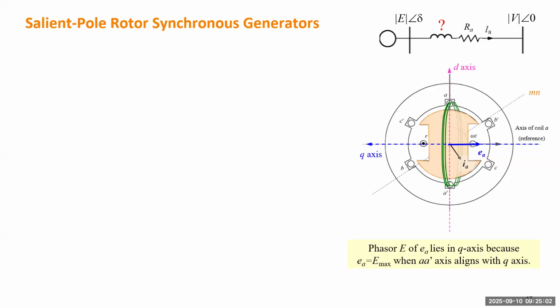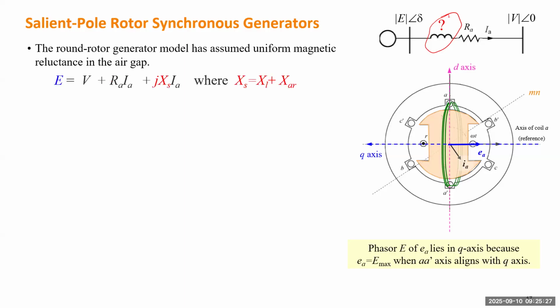So we start from here. If the rotor is revolving, we won't be able to have a constant reluctance here, because this reluctance depends on the inductance of the armature winding, and that inductance depends on the flux. If the flux is changing, this reluctance will also change.